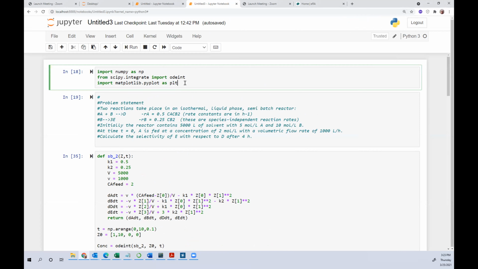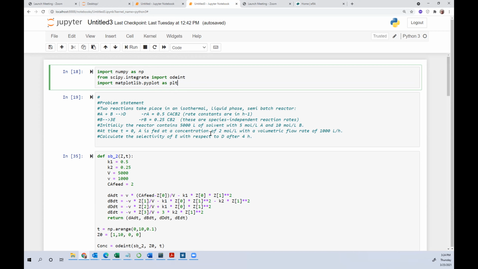Okay. So I'm going to post these. This is just a Jupyter Notebook, but I'm going to post the Python file itself. So we usually import NumPy as np. We just give it a name as np. And from SciPy integrate, we import odeint. We're importing odeint. And we also import the plotting module, matplotlib pyplot as plt.